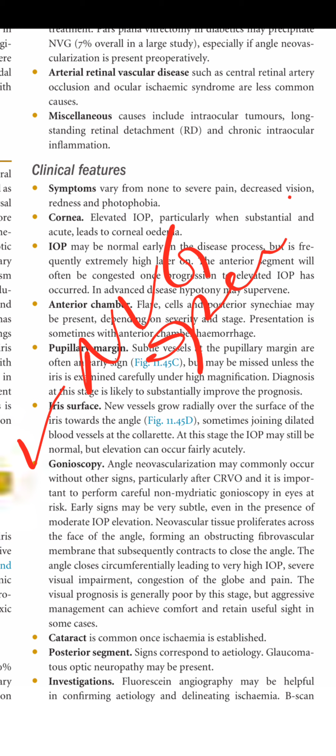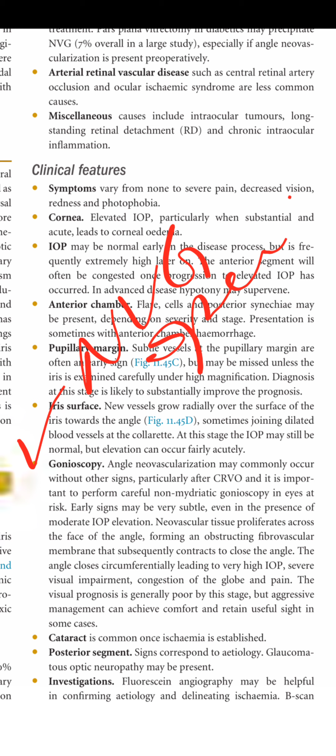Neovascular tissue proliferates across the face of the angle, forming an obstructing neovascular fibrovascular membrane that subsequently contracts to close the angle. So whenever there is a neovascular membrane, it is not closing the angle, but when an anterior synechia has formed, it will close the angle.